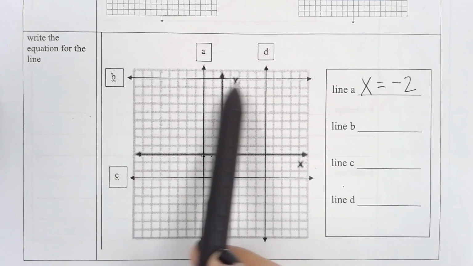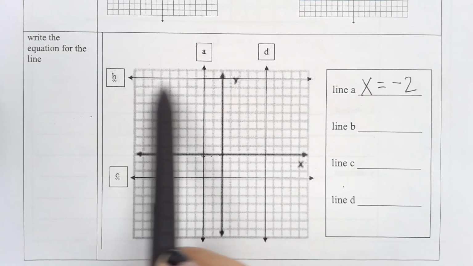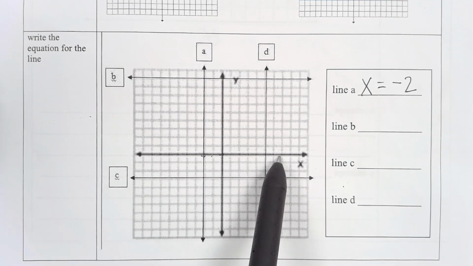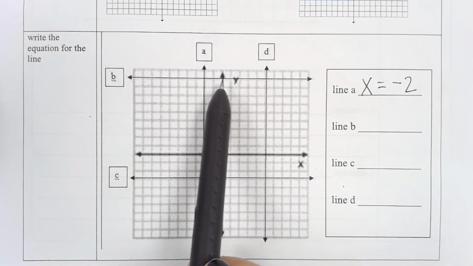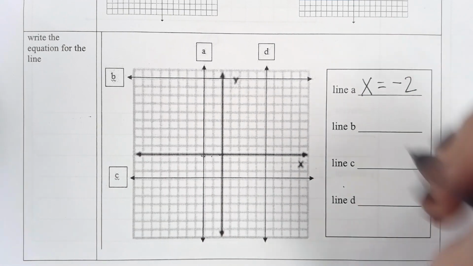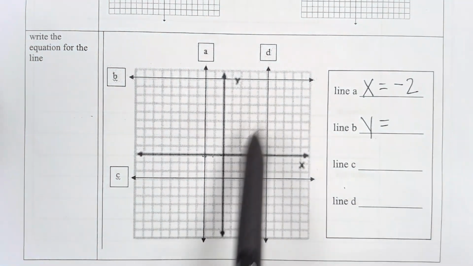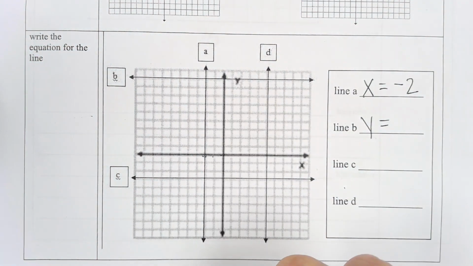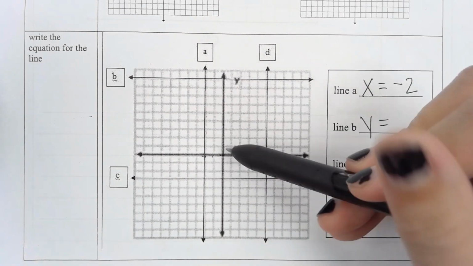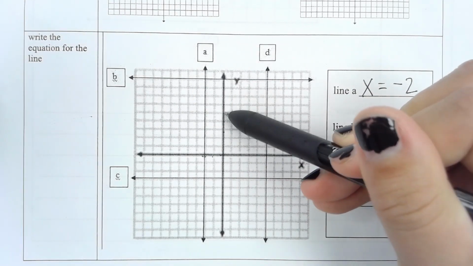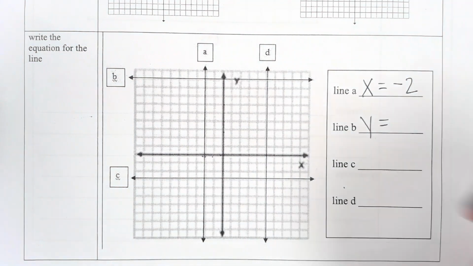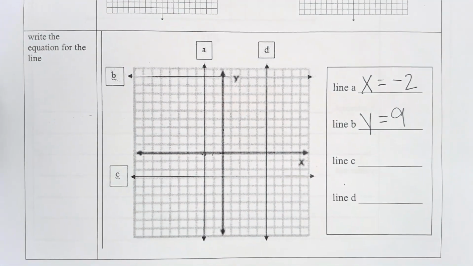Line B is a horizontal line, so notice how it doesn't touch any of our x numbers, which means that it's going to be a y-intercept, so our equation is going to be y equals, and then you just need to tell where it crosses on the y-axis. So if I count 1, 2, 3, 4, 5, 6, 7, 8, 9, it crosses at 9, so our equation is y equals 9.